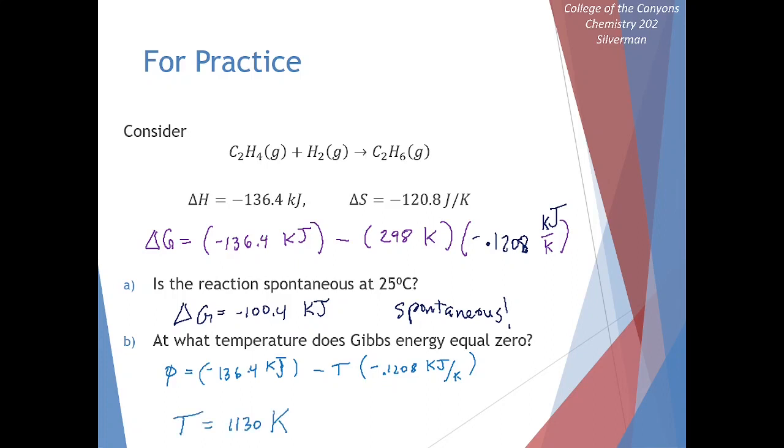Our answer here is 1130 Kelvin. This is the point where delta G is exactly 0. We said our reaction will only happen at low temperatures. This is our cutoff point. This reaction will be spontaneous at temperatures below 1130 Kelvin. Above this temperature, our reaction will not be spontaneous.